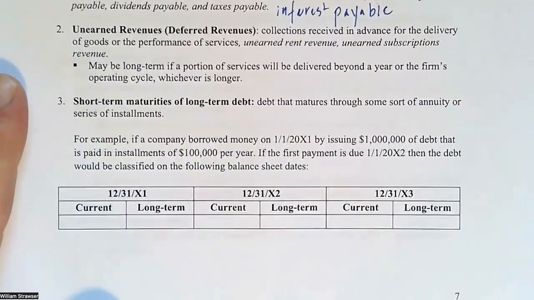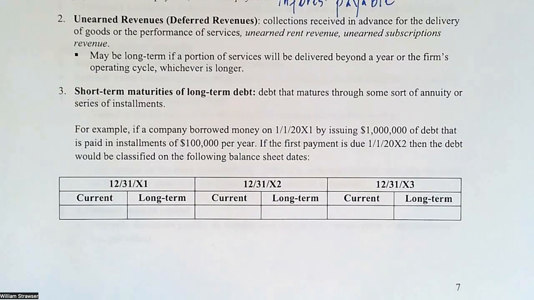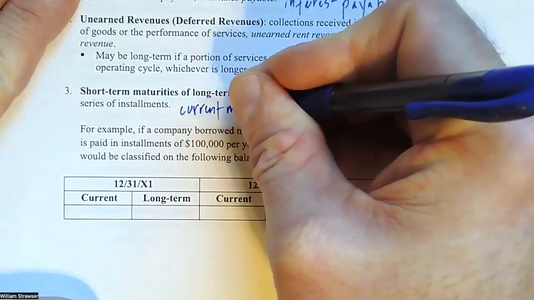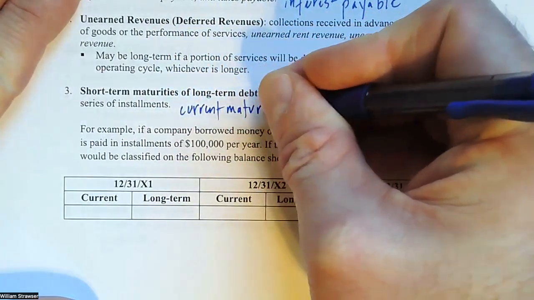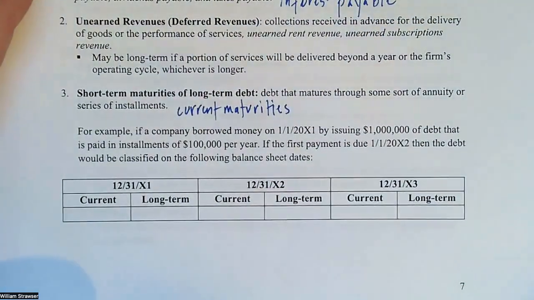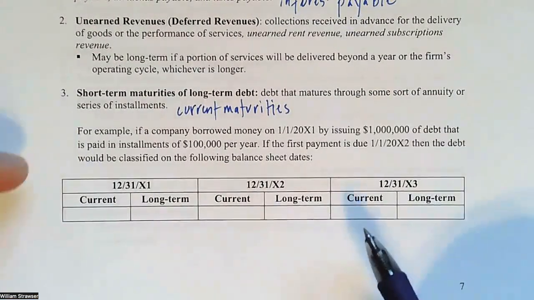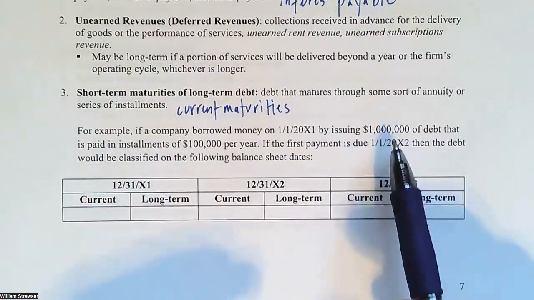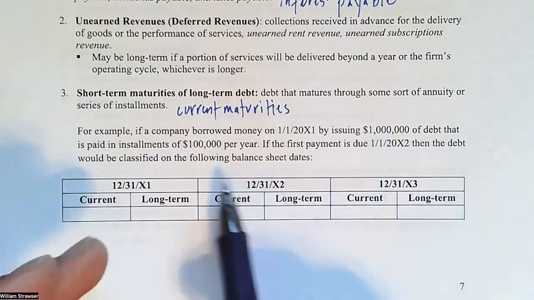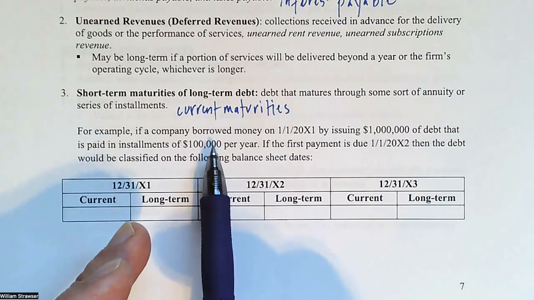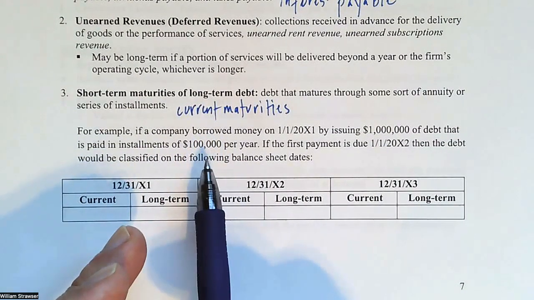The third item is what we call short-term maturities of long-term debt. This could also just be called current maturities. What is going on here is, again, this idea of items being paid out on a rolling basis. So I have an example. Let's say that we borrowed money, $1 million of debt, and we're paying it off in installments. We're going to pay it off at $100,000 per year.